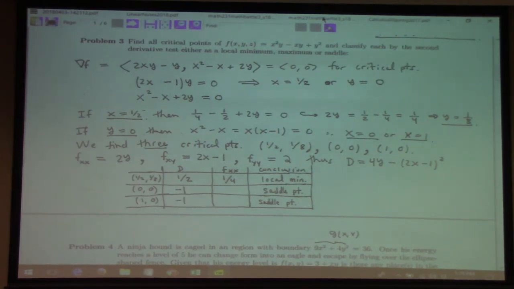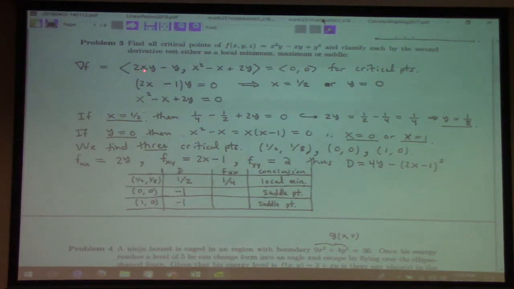All right, anyway, that said, we calculate the gradient, set it equal to 0 for critical points, and factor a y out. The first equation either means x is a half or y is 0. If x is a half, then this gives me that y is 1/8. On the other hand, if y is 0, then the second equation tells me either x is equal to 0 or x is equal to 1. So by my count, that's 3 points: (1/2, 1/8), (0, 0), (1, 0).